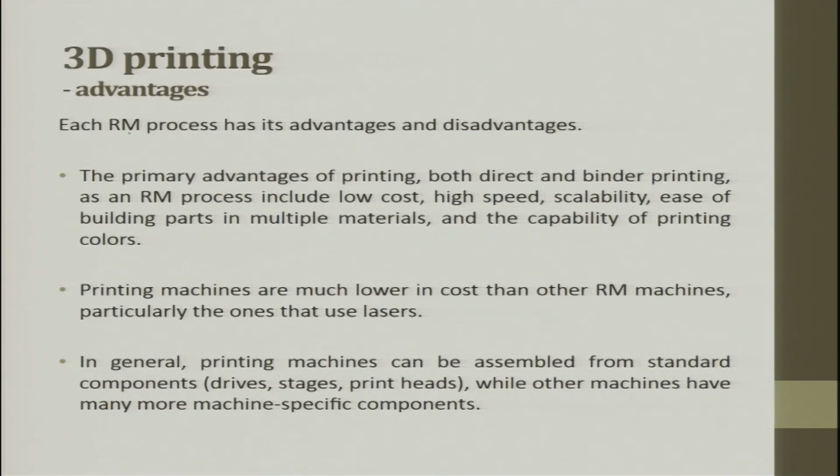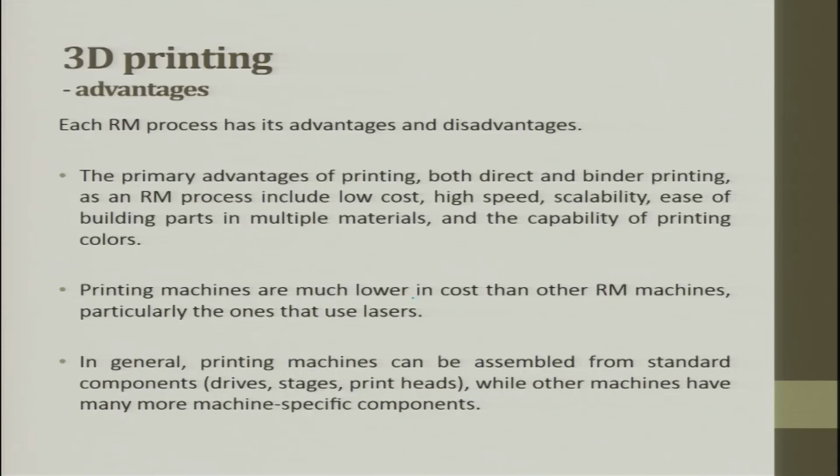So, each rapid manufacturing process has its advantages and disadvantages. The primary advantages of printing, both direct and binder printing, as an RM process include low cost, high speed, scalability, ease of building parts in multiple materials, and the capability of printing color. So, all these things are possible in 3D printing, which gives it a major edge over the others. When you use a laser, you can generate color, but here you can easily generate color because you are mixing it with the binder.